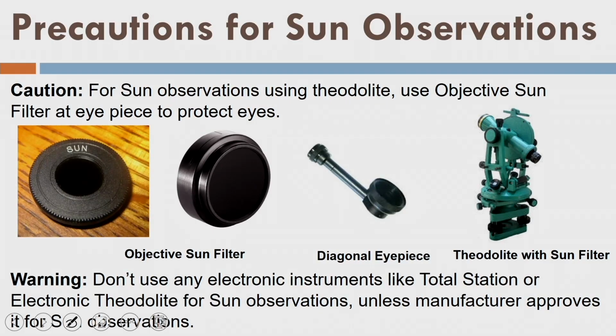Further, there is a warning: if you are using an electronic instrument like a total station or electronic theodolite, first take a recommendation from the manufacturer. Suppose you are using Leica, Trimble, Topcon, Pentax or Nikon, any instrument, you should first consult the manufacturer of the total station, and only on their recommendation should you use it for the sun observation, because sometimes electronic circuitry is not recommended for making measurements of the sun. So be careful on this part also.